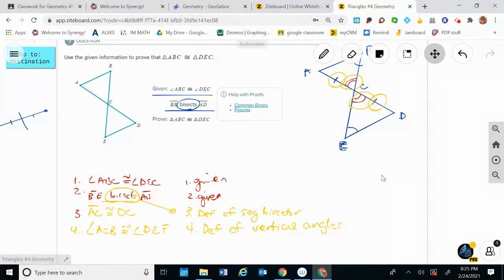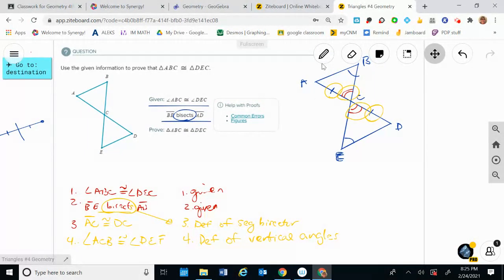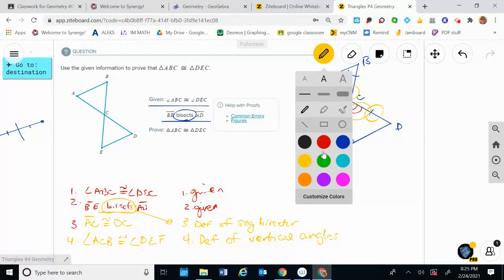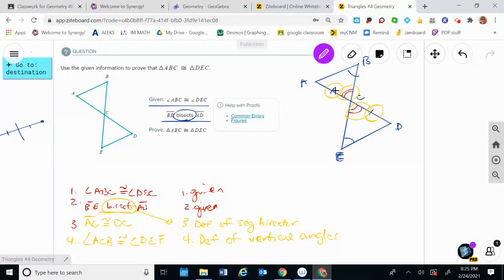And now, what can I use to determine if these triangles are congruent, or to say that they are? Start around. What do I have? I have angle, angle, side. So what's my last step? It's going to be triangle, and you want to put it in the order that they gave to you. So triangle ABC is congruent to triangle DEC. Why?